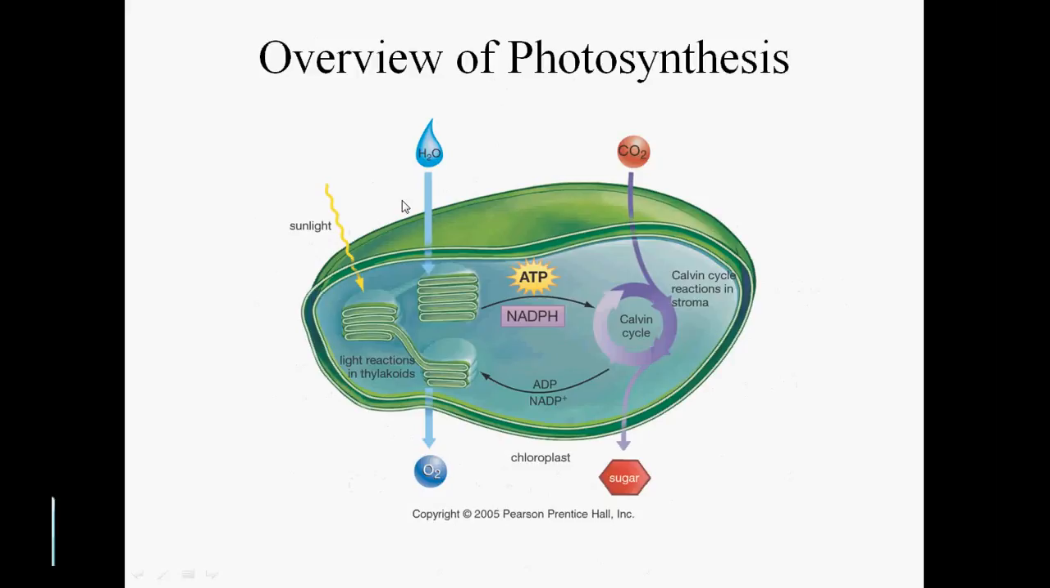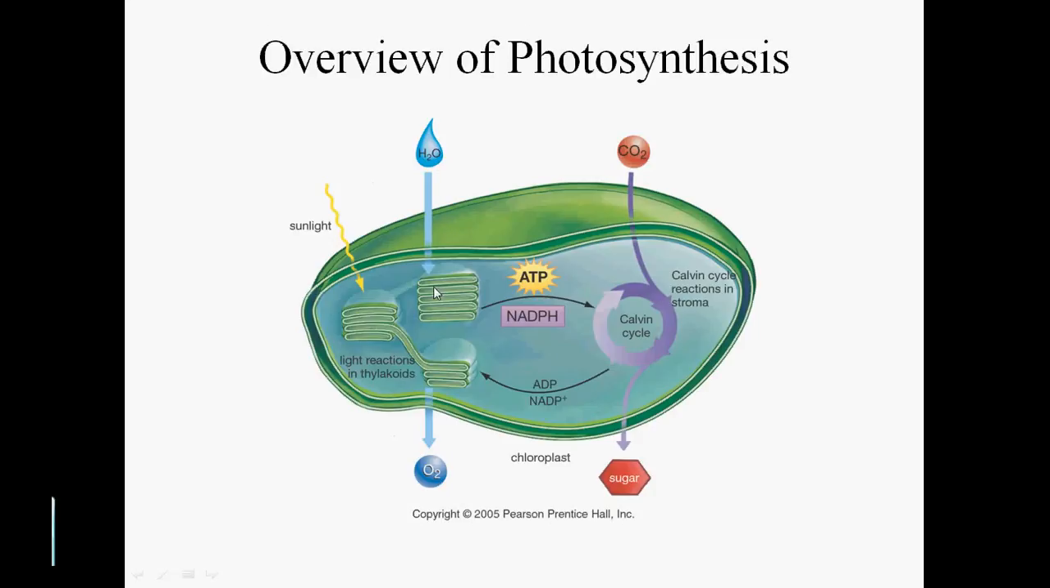So let's talk about an overview of photosynthesis. So you have sunlight plus water plus carbon dioxide forms glucose and oxygen. This is basically the cellular respiration equation backwards. So sunlight plus water plus carbon dioxide yields sugar and oxygen. So the sunlight, of course, is absorbed in the light-dependent stage, which occurs in the thylakoids.